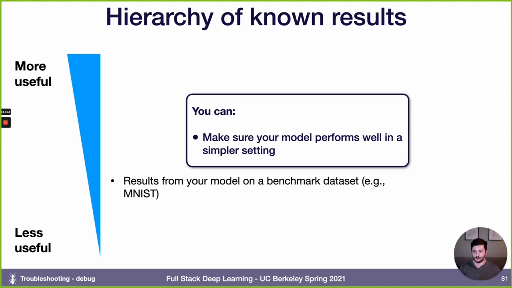You can also look at the results of your model on some benchmark data set, right? So you can look at how well your model performs on MNIST, and it's pretty safe to say that if it's not getting 99.5%, let's say, on MNIST, then there's probably some bug, because generally everything that's doing reasonably well should be above 99% on MNIST.